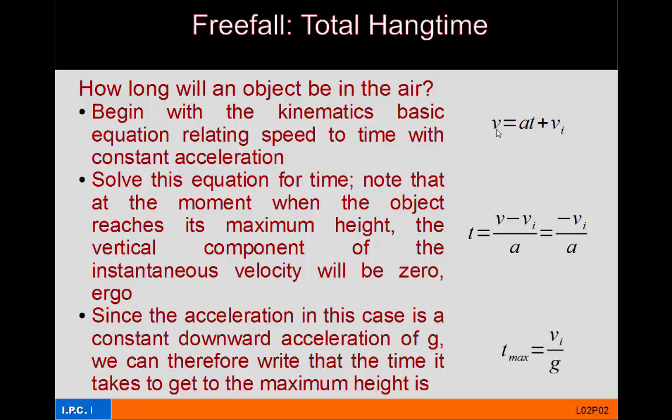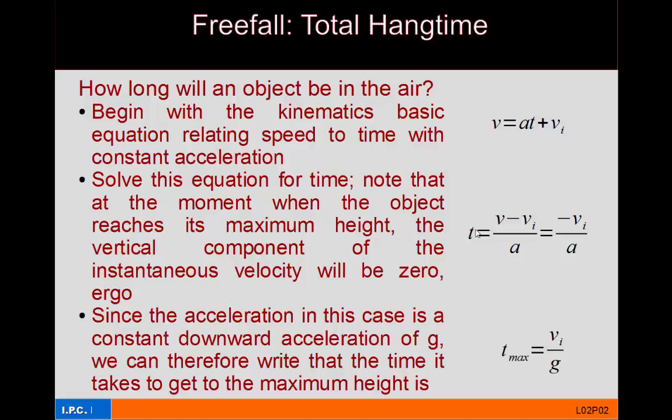So you have v equals a times t plus v initial. In other words, speed is the acceleration times time plus the initial speed, or you can do this with velocity. And then you want to solve this equation for time. In doing that, you have v minus v initial over a gives the time. So final speed minus initial speed divided by acceleration is the time.